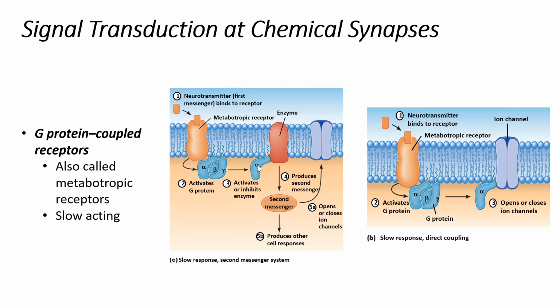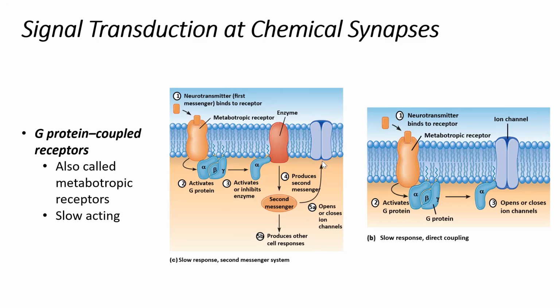So we have the alpha subunit of our G protein activating this amplifier enzyme, and we'll put in some names here as we go along. But for now, we're just going to think of it as an amplifier enzyme, and that amplifier enzyme makes our second messenger, and then that second messenger goes and incites or initiates the cellular response.